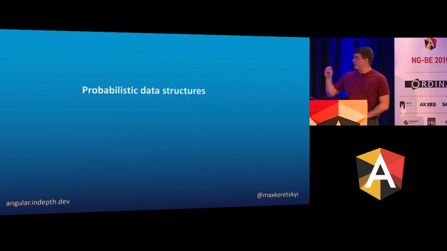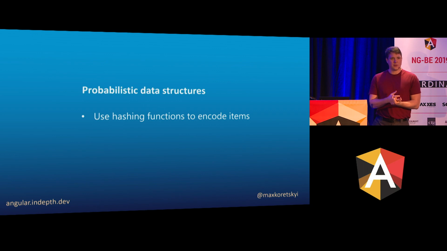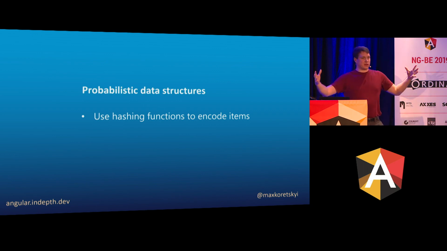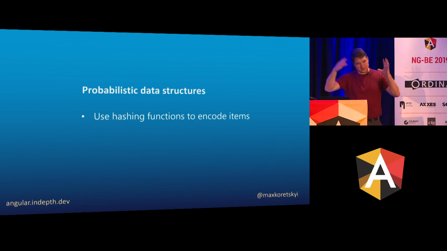But first, I want to show you a little bit how this data structure works. So probabilistic data structures, they all share the same characteristics. First, they all use hashing functions. What does a hashing function return? A number, correct. Most people think it returns a string because there are letters there. But under the hood, it's numbers.